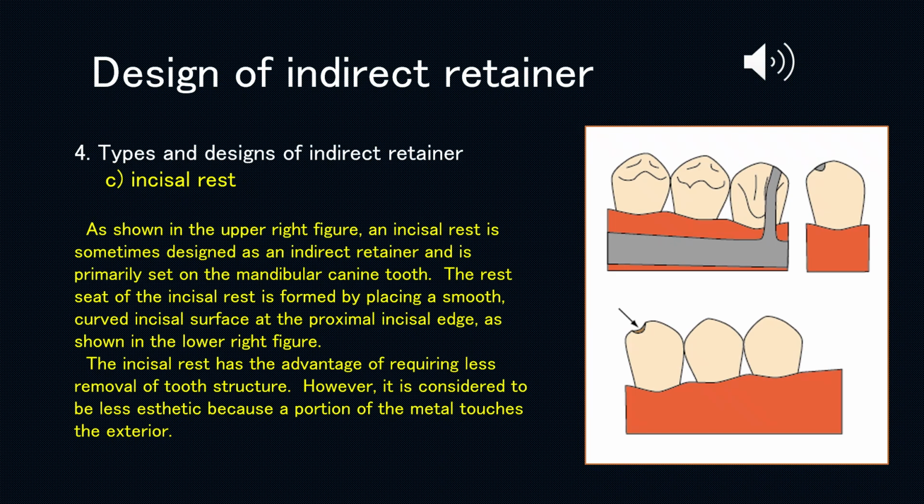The rest seat of the incisal rest is formed by placing a smooth, curved incisal surface at the proximal incisal edge, as shown in the lower right figure. The incisal rest has the advantage of requiring less removal of tooth structure. However, it is considered to be less aesthetic because a portion of the metal touches the exterior.